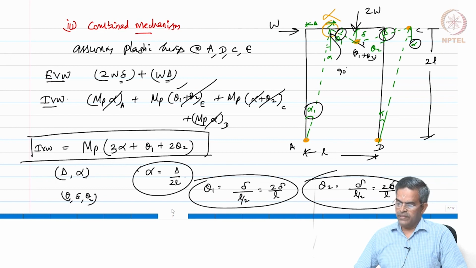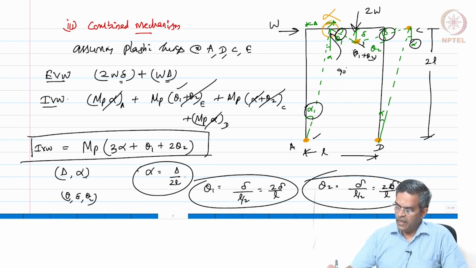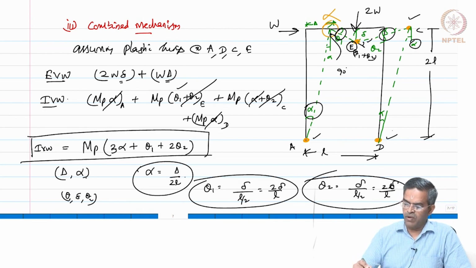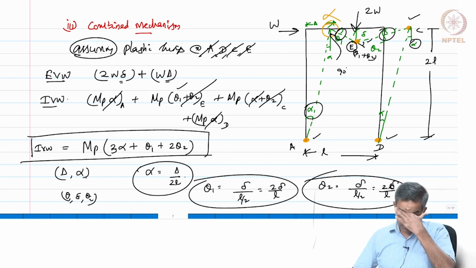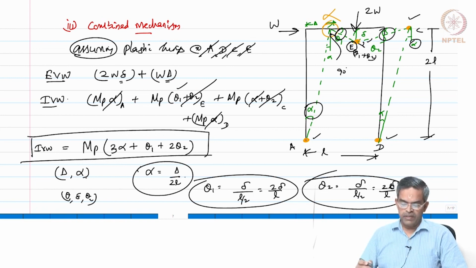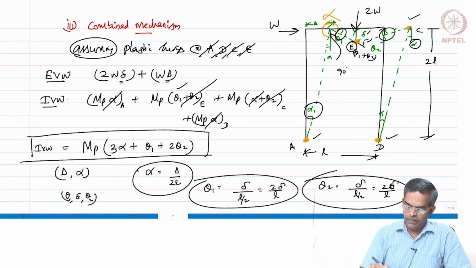We started doing this, and we said that the hinges will form at A, E, C and D. It is an assumption. We are assuming this. The external virtual work is force into displacement. So, 2W into delta and W into delta.